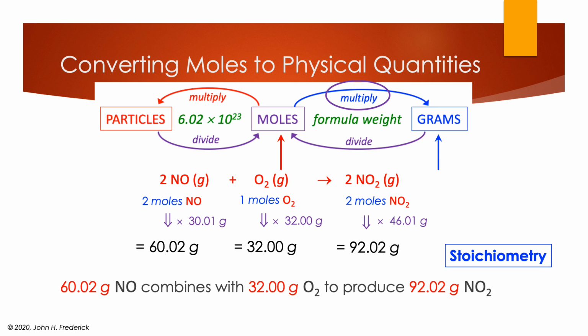This is the very heart of stoichiometry, which is the study of how to quantify the results of chemical reactions. One last thing I want to mention: you'll notice that 60.02 plus 32 is equal to 92.02. So this very nicely illustrates how the balanced chemical equation upholds the law of conservation of mass.